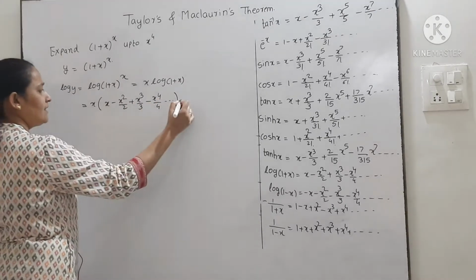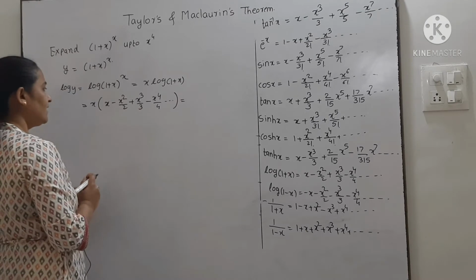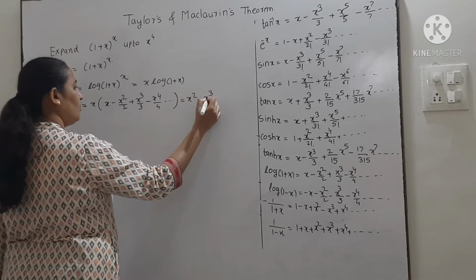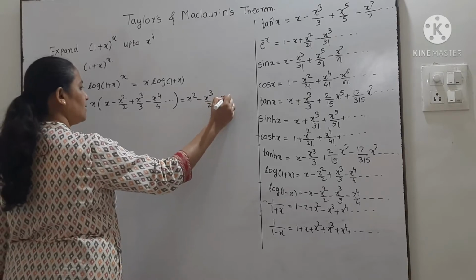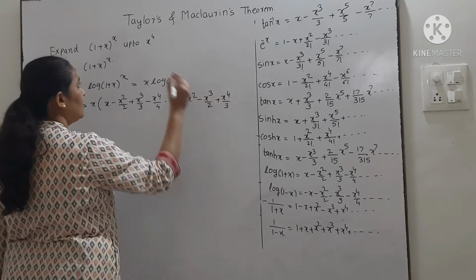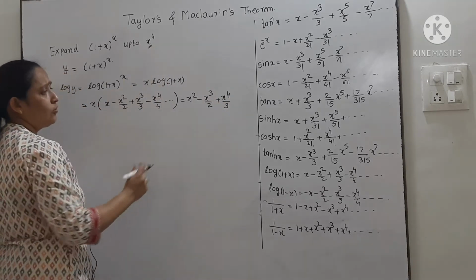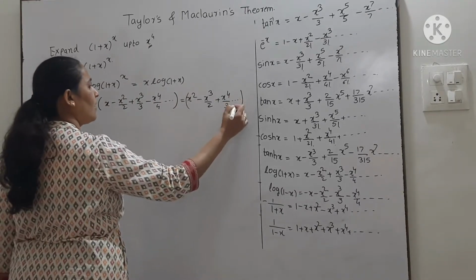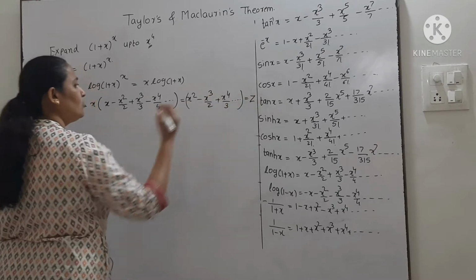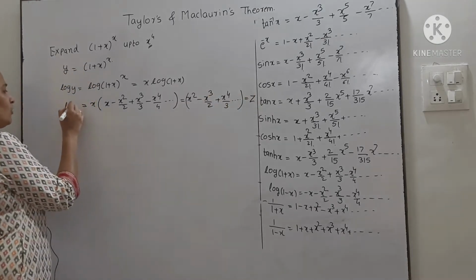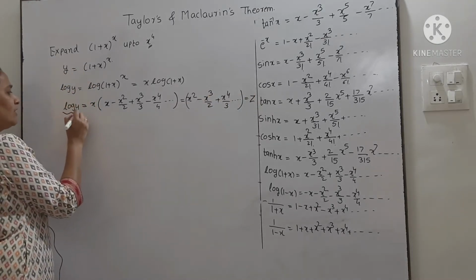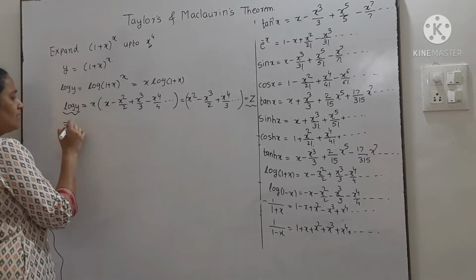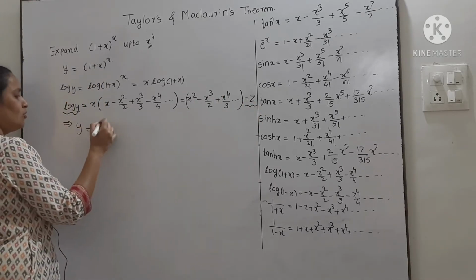Take this x inside the bracket. If I'll take this x inside the bracket, it is x square minus x cube upon 2 plus x raised to 4 upon 3. See, we want terms up to x raised to 4. So, every time write down the series up to x raised to 4, and so on. Assume this is equal to z. So, on the left hand side, you have log y. So, you have the expression log y is equal to z. This implies y is equal to e raised to z.